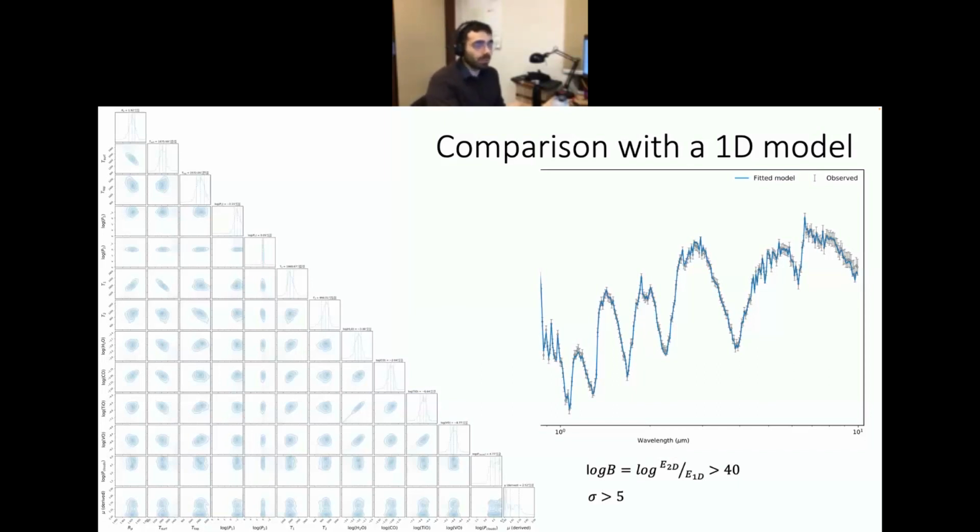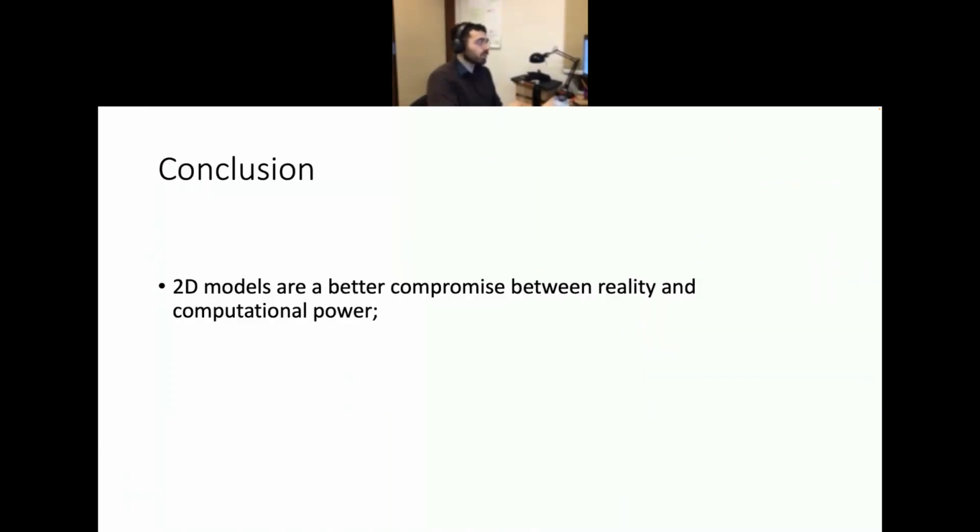If this Bayes factor had been 1, the two models would have been equivalent, and one should choose the simplest model because of Occam's razor. But in this case, the two-dimensional model gave us a better solution, so it should be the model to be chosen. So concluding, two-dimensional models are a good compromise between model precision, the ground truth reality, and the computational power.